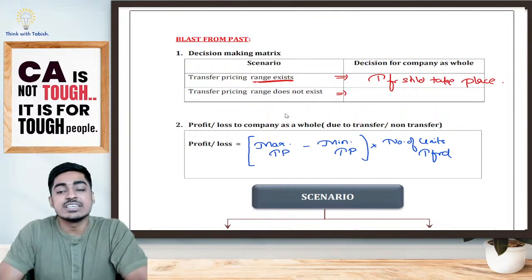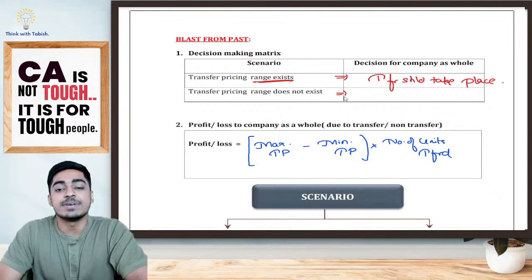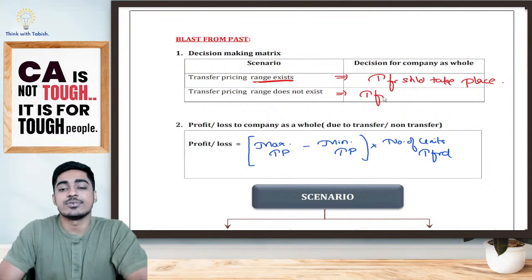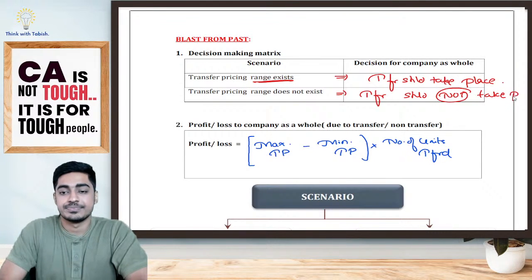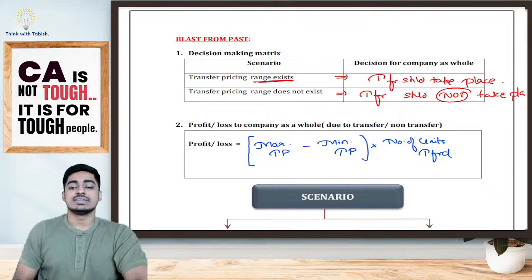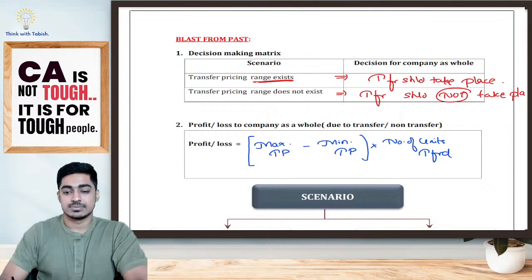But if the range does not exist, in the third case, 135 to 130, ideally for the company, transfer should not take place. Is it clear, students?